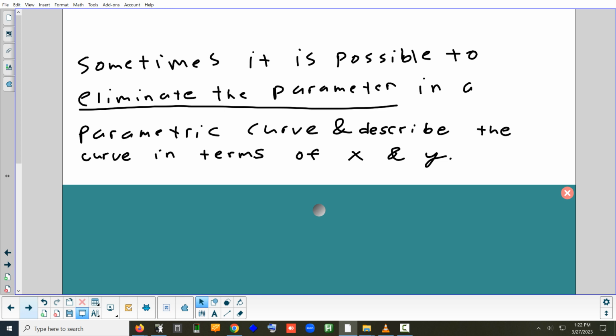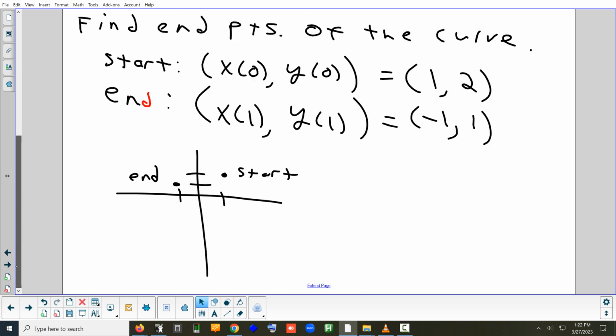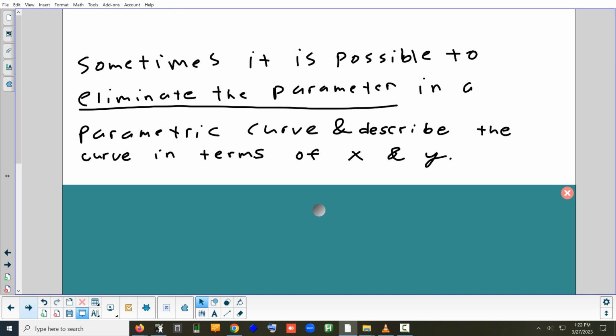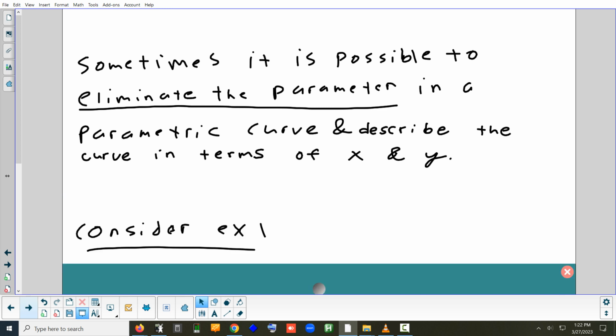Okay. So sometimes what we want to do is eliminate the parameter. Eliminating the parameter means to take something that's written parametrically and convert it back to getting y by itself. Let's do that with example 1.